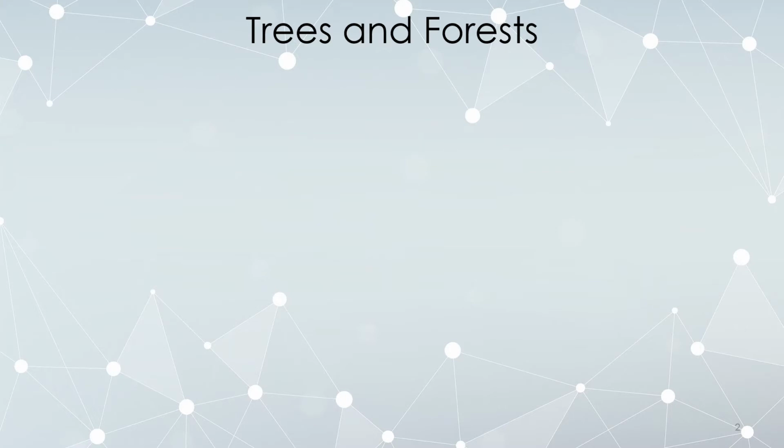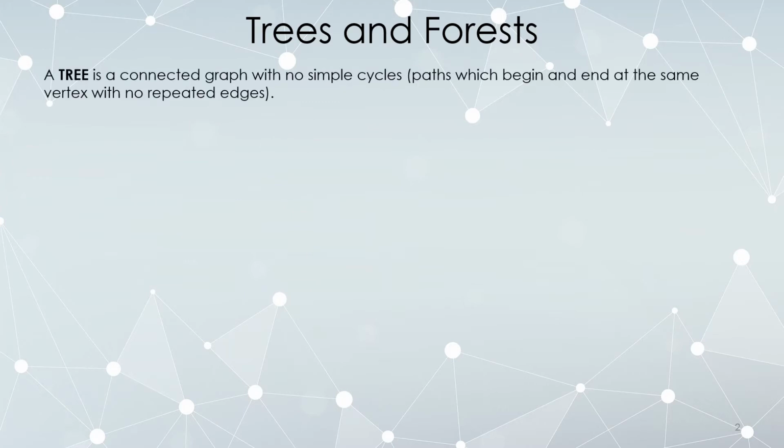The next thing we want to take a look at in our study of graphs are a special type of graphs called trees. A tree is a connected graph that has no simple cycles. Remember, a simple cycle is a path that begins and ends at the same vertex without repeating any edges. If that's not possible, it's called a tree.